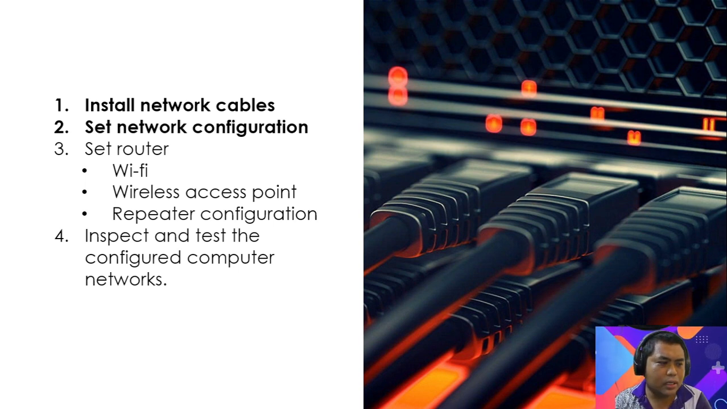But for now, we'll be focusing on objective number 2, which is set network configuration. We'll skip install network cables because we need to prepare our materials. There are materials that need to be bought, or if they're available in your school, we can use those. But let's go first to set network configuration because I know we're complete here.